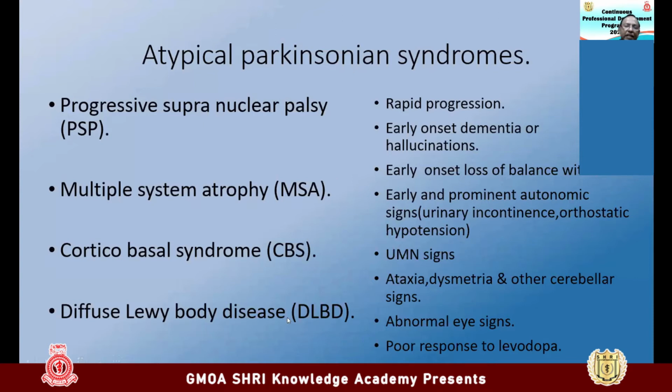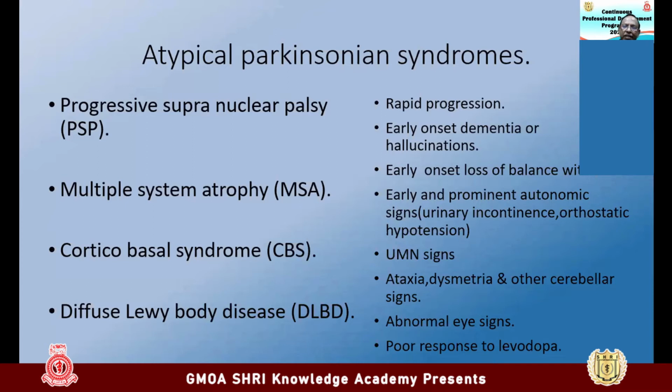Early onset of loss of balance, or your patient comes with frequent falls. There are 2 conditions you have to think about when Parkinsonism comes with early onset loss of balance and falls: either PSP or multiple system atrophy. And if the patient comes with features of cerebellar and autonomic involvement, you have to always think of multiple system atrophy.